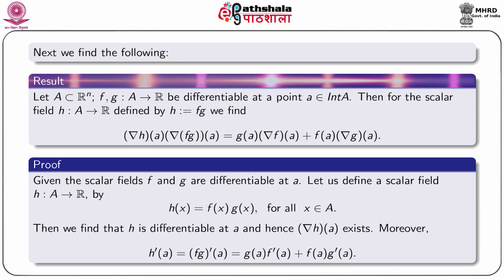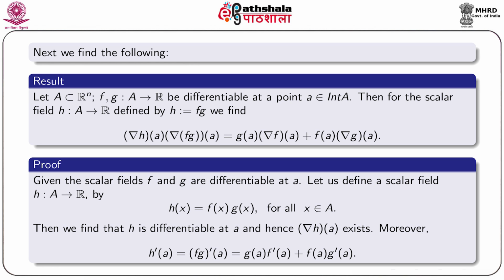Next we find the following. We can call this the Leibniz rule for gradient. First we state the result. Let A be a subset of Rn, F and G are two scalar fields defined on the set A which are differentiable at a point a, an interior point of the set A. Then the gradient of Fg at a equals G(a) times grad F(a) plus F(a) grad G(a).